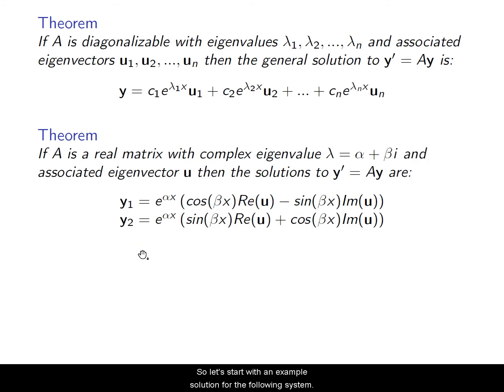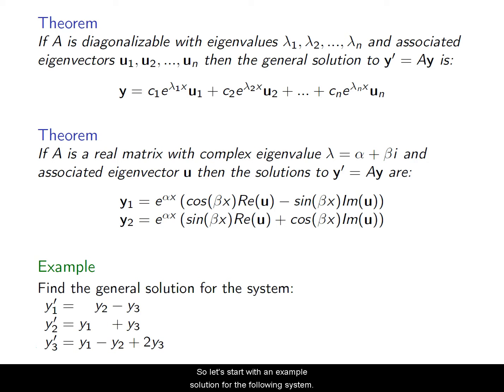Okay, so let's start with an example. Let's find the general solution for the following system. Three different functions. The derivative of the first function is equal to the second function minus the third function. The derivative of the second function is the first function plus the third function. And the derivative of the third function is the first function minus the second function plus 2 times the third function. Okay, so this is our system.